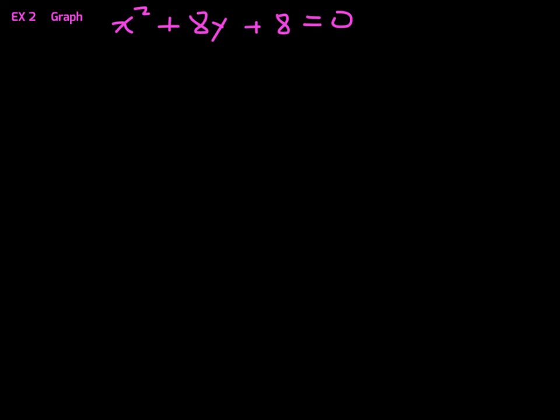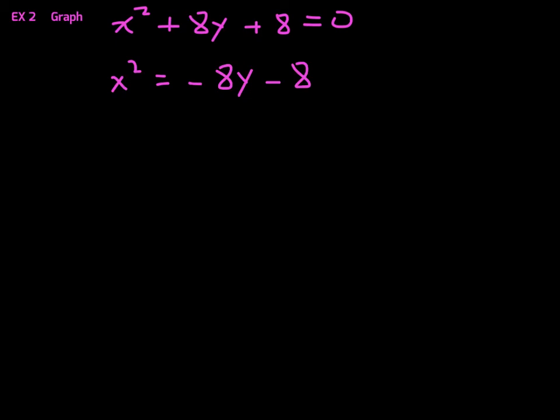In order to graph it, though, I want to write this in standard form. So I think I'm going to move all of my y terms, actually the y term and the constant term, anything that doesn't have an x, basically, over to the other side. That would leave us with x squared is equal to -8y minus 8.